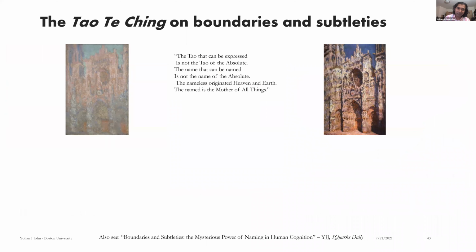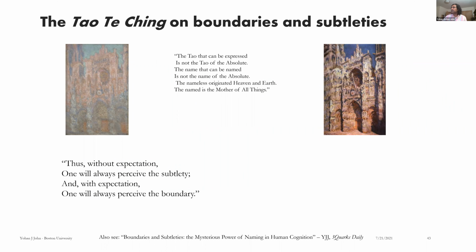And that brings me to the connection that I've been thinking about for a while between the first verse of the Tao Te Ching and boundaries and subtleties. So the first verse, many people have heard, the first part of the first chapter: the Tao that can be expressed is not the Tao of the absolute. But right after that, there's this idea: without expectation, one will always perceive the subtlety, and with expectation, one will always perceive the boundary.